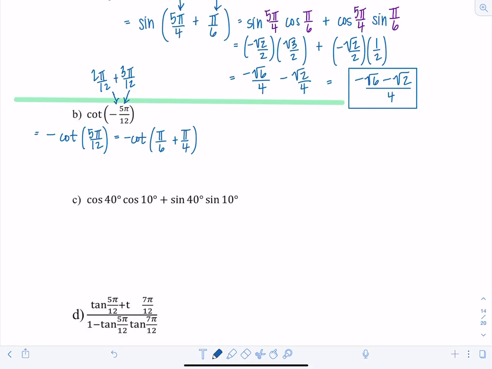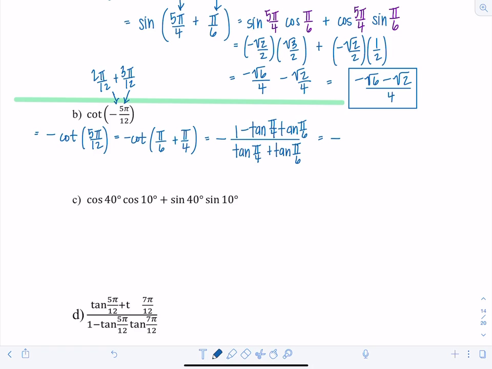Now, I didn't give you a formula for cotangent. So what are you supposed to do? Well, you're supposed to take the formula for tangent and use the reciprocal, right? Since cotangent is the reciprocal of tangent. So that means I'm going to have, don't forget the negative sitting out there, 1 in the numerator minus tangent of pi over 4 times tangent of pi over 6, over tangent of pi over 4 plus tangent of pi over 6. All right, that was snazzy.